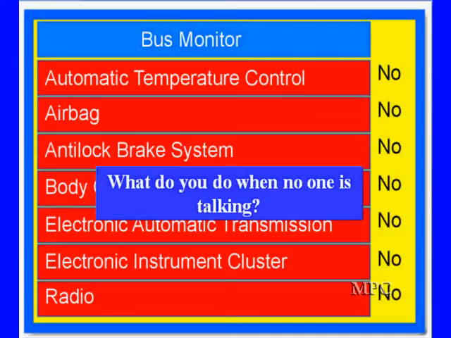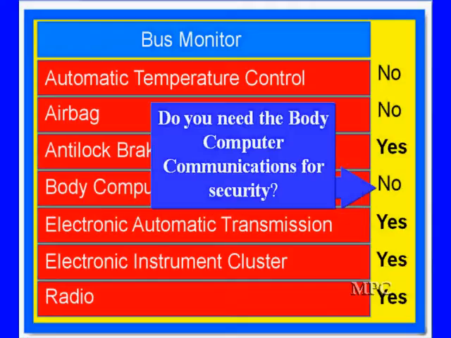What do you do when no one is talking? Well, that's what we're going to show you in this training program, how to go about diagnosing them. Let's say part of them are talking, but not all of them. Start adding up the other clues you have about the vehicle. Do you need the body computer to be communicating for the security system to work? Let me say that one more time.